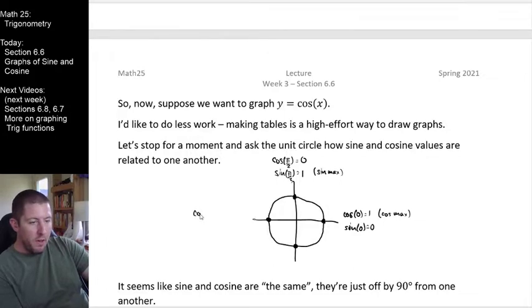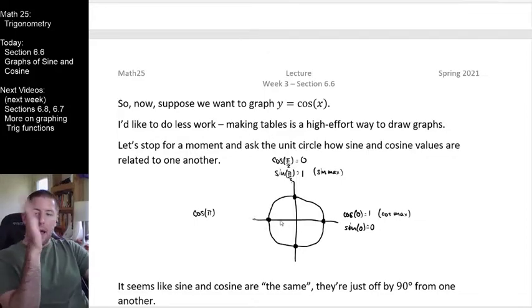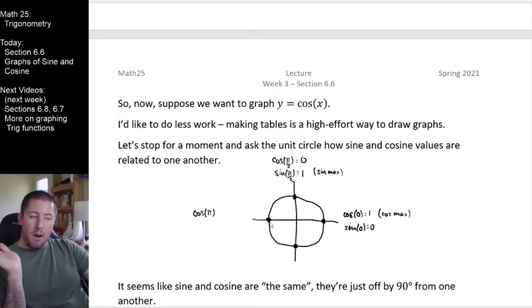Now that we're over here, cosine of pi is asking how much width do we have on the unit circle if we've rotated by pi radians. And that means all of our motion is width.